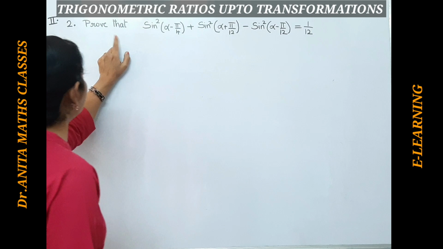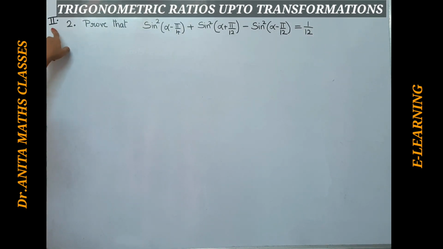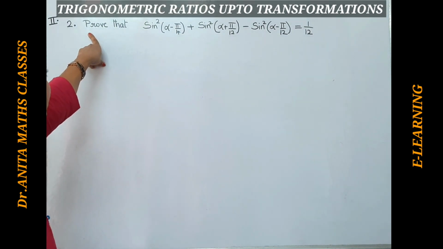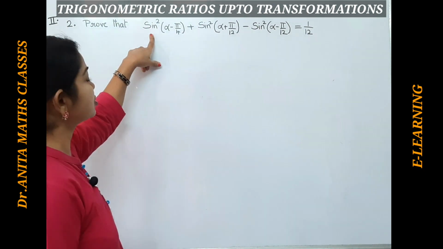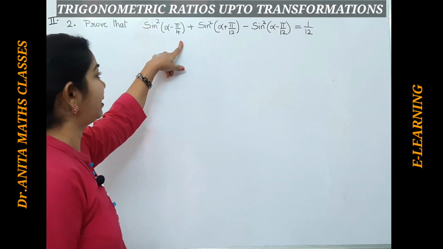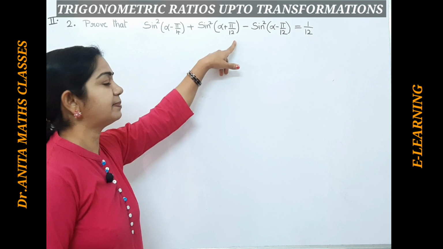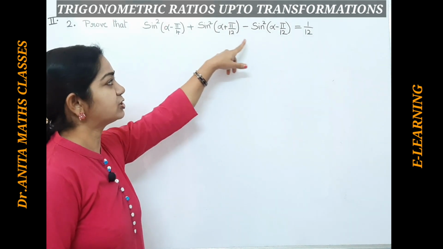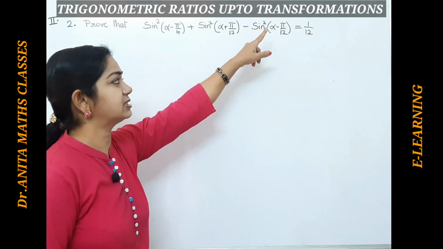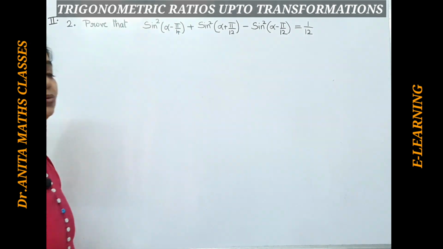Now, in the second part, that is the second section, the second sum I have noted down here: prove that sine square alpha minus pi by 4 plus sine square alpha plus pi by 12 minus sine square alpha minus pi by 12 is equal to 1 by 12.